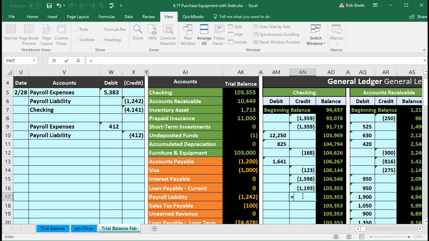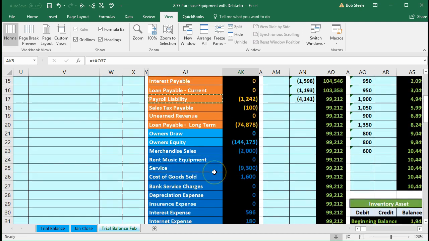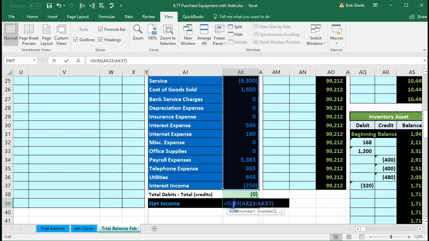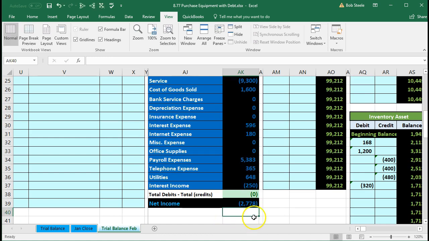We're selecting equals and pointing to that 4,141. Enter, bringing the balance down to 99,212. That also found in AK5, and we should be back in balance now. There, we're back in balance, and our net income has been affected by this payroll expense, so it's going down quite a bit. Payroll is going to be our big expenditure, so there we have that.